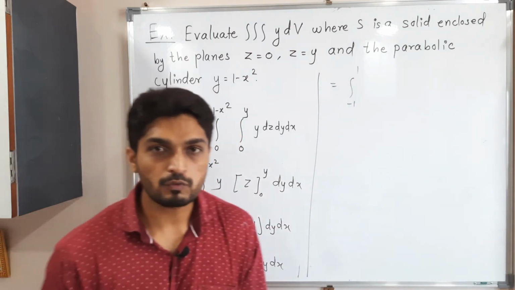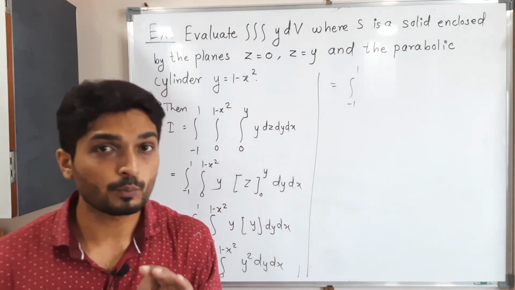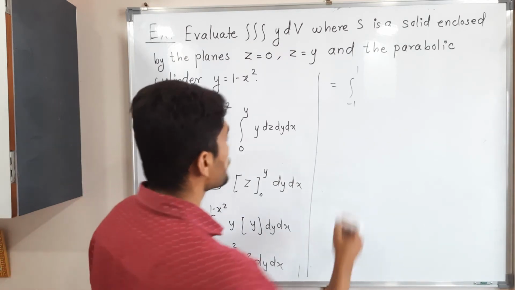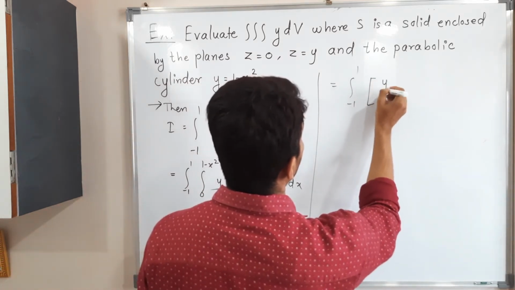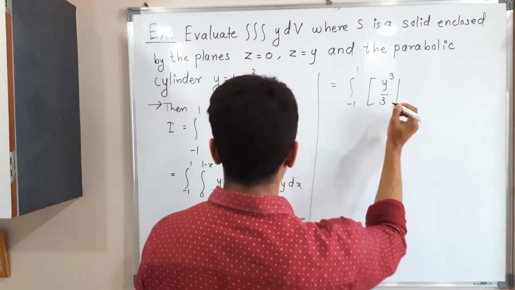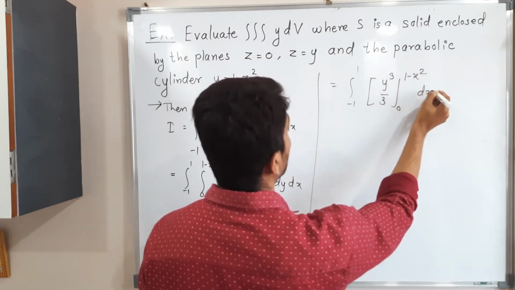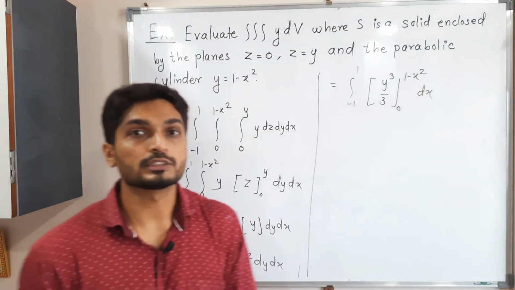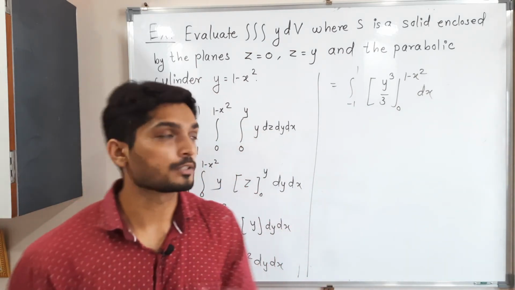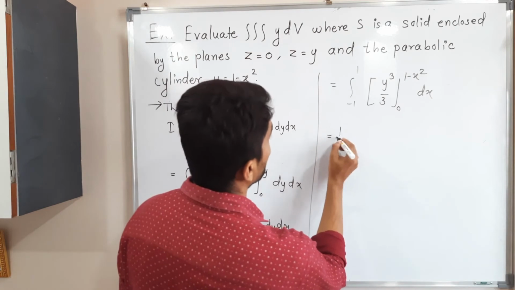What is the integration of y square? The integration of y square is y cube by 3. So let us write here, its integration is y cube by 3 with limits 0 to 1 minus x square, dx. See, 1 by 3 is a constant. You can take it outside.